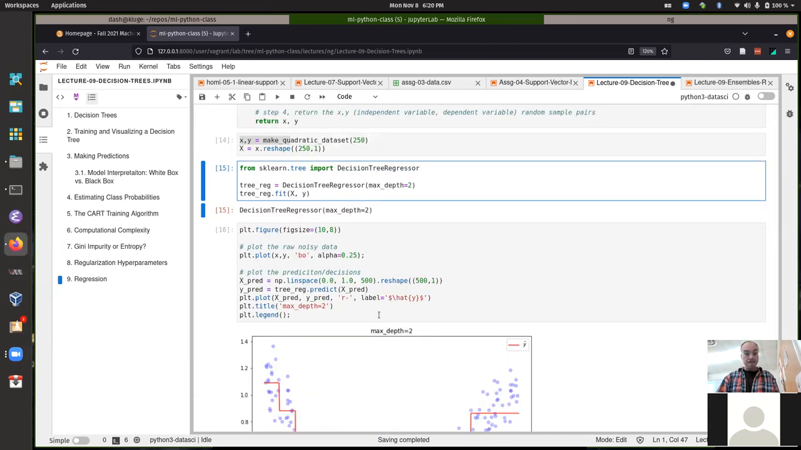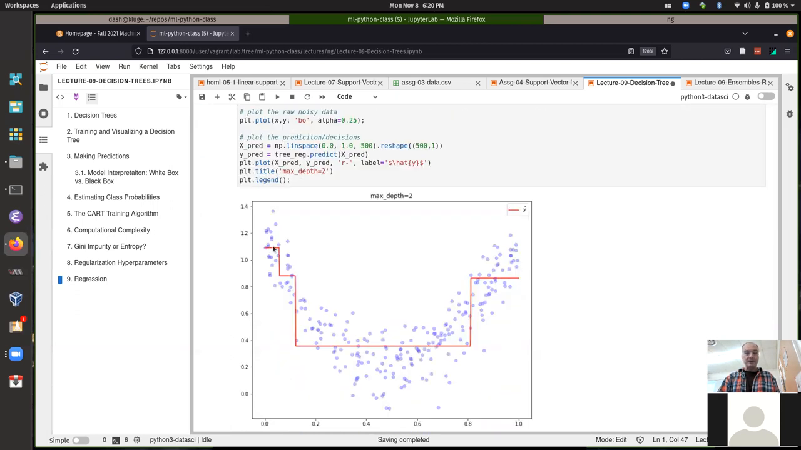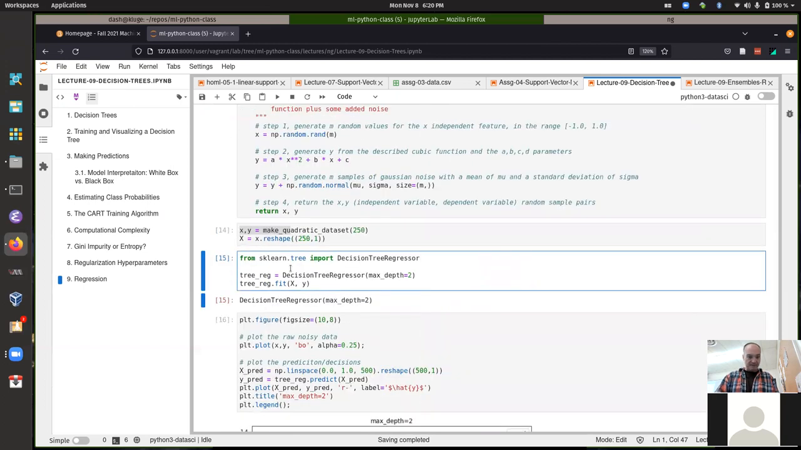And here we set the max depth to 2 again. So in that case, we end up with just 3 possible leaf nodes, I believe. So 1, 2, 3 for the max depth of 2 here. Probably should have displayed the resulting tree again here.